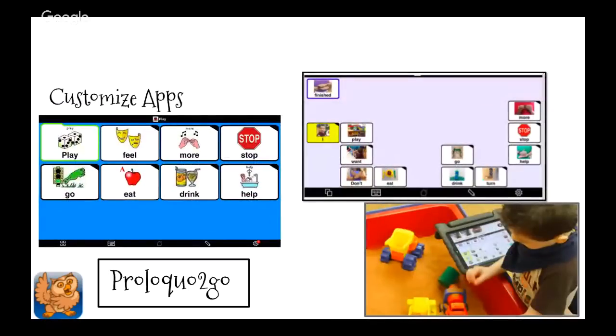We have also decreased the number of buttons and taken just really high frequency things. So you see with the one on the left, we have play, feel, more, stop, go, eat, drink, and help. Again, they are using those MinSpeak anchor symbols that we use throughout our curriculum and our building and all our visuals. And on the right is one of my students whose family was very excited about starting the AAC journey, but they felt very strongly that he should have as many specific photograph pictures. And so we did that.